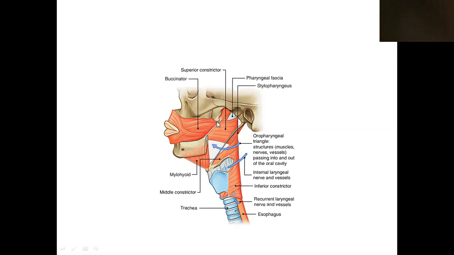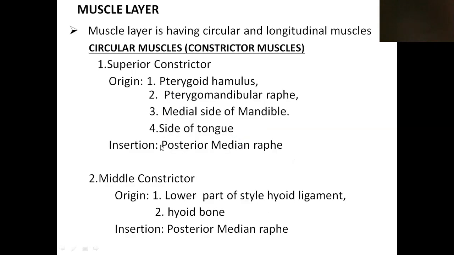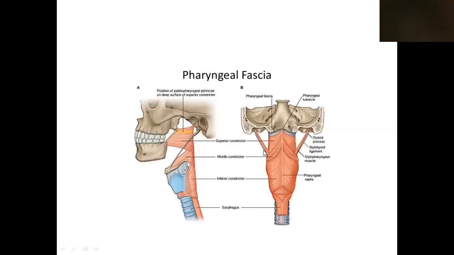Some fibers arise from the pterygoid hamulus, then the pterygomandibular raphe, then the medial side of the mandible, and in addition the side of the tongue, and it inserts into the posterior median raphe. See, this is the lateral view of the pharynx. This is the posterior view of the pharynx. In the posterior view we can see a raphe exactly in the midline. So, the posterior median raphe of the pharynx.